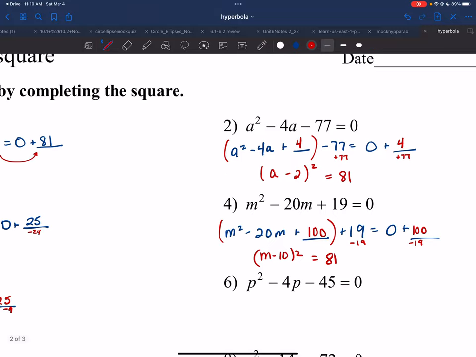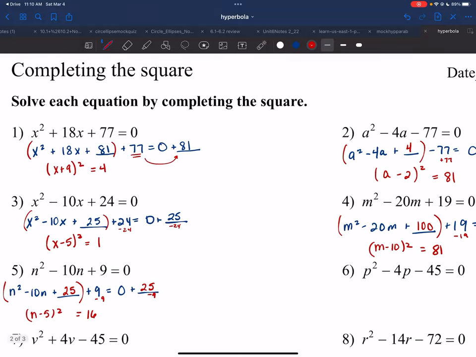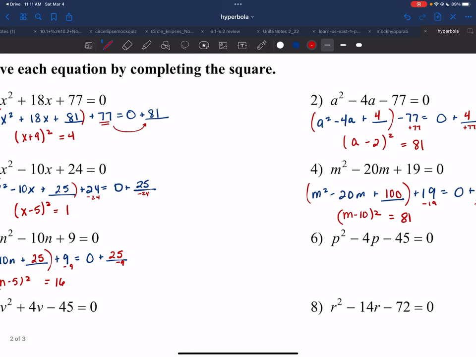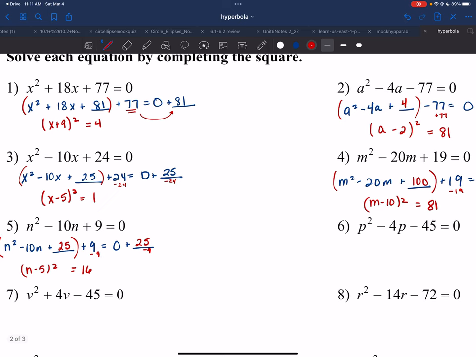All right, I hope that helped with a little bit of a review of your completing the square. If you did it differently, and you understand that other method, please go ahead and continue to use that. This is just the way that I learned, and it's stuck in my head, and it's a real fast and easy way to get it done.